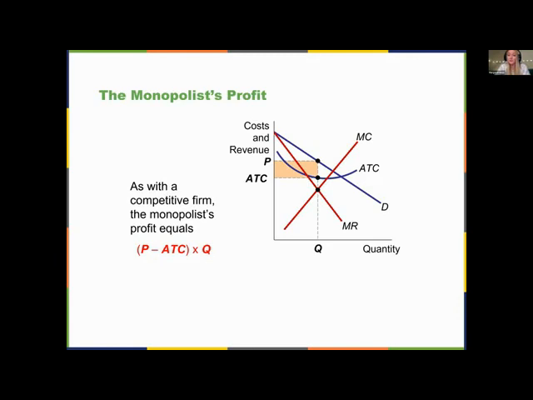So if you remember with perfect competition, when marginal revenue and marginal cost were on the same graph, we added the average total cost curve to see if they were making profits or losses. You can do the same kind of thing with a monopolist here.